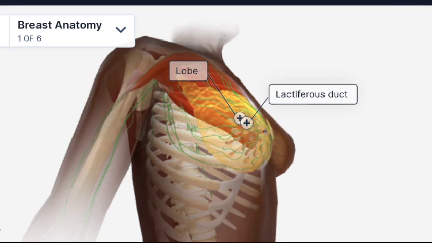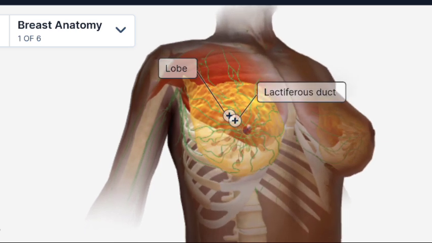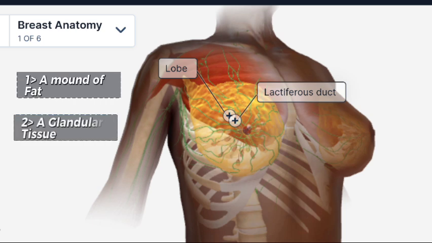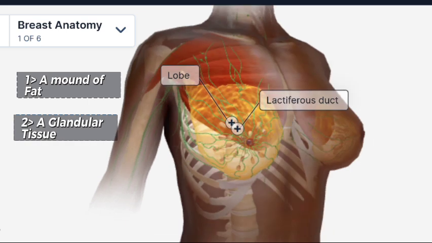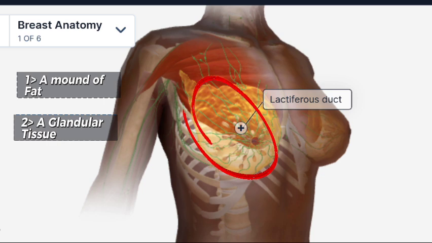When we talk about the anatomy or structure of the breast, behind the physical skin of the breast, we basically have two notable structures. The first is a mound of fat, and the second is what we call glandular tissue. This 3D model you can see here has had its skin removed so that you can clearly see the two structures we are talking about. This yellow structure you can see here is representing the mound of fat.